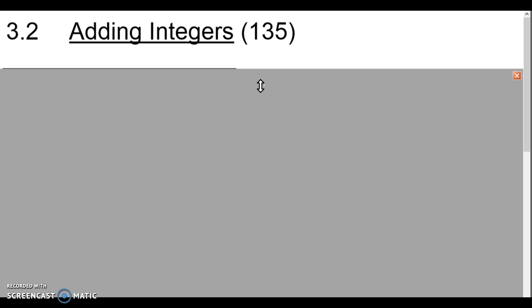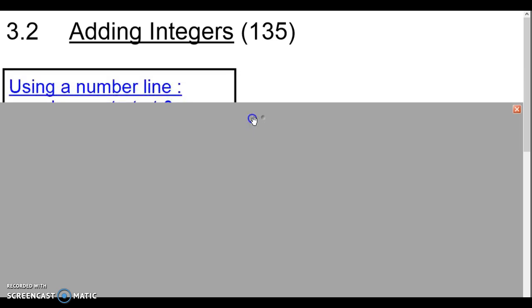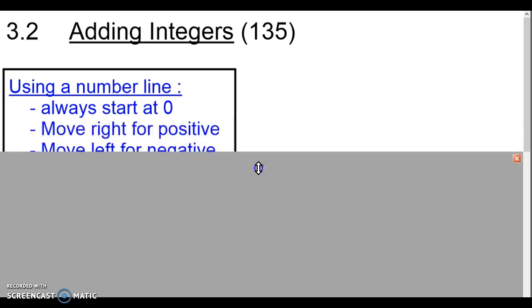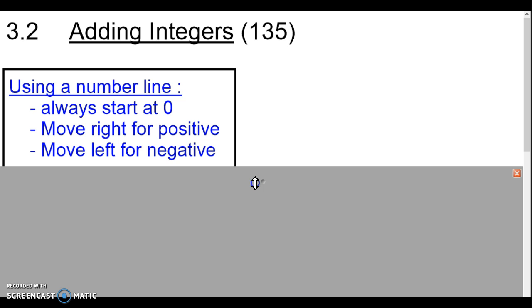In order to do this, we're going to start with using a number line. When you use a number line, you want to start at 0. After that, you're going to look at whether you have a positive or a negative number. If you have a positive number, you're going to move to the right that many spaces. And if you have a negative number, you're going to move to the left that many spaces.